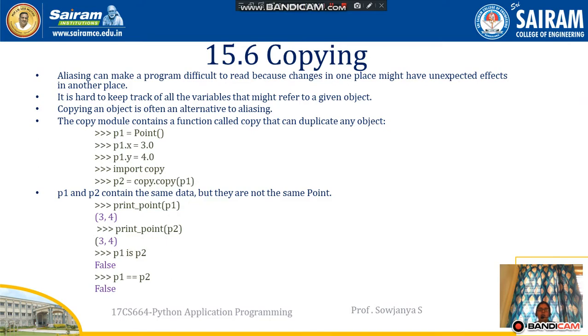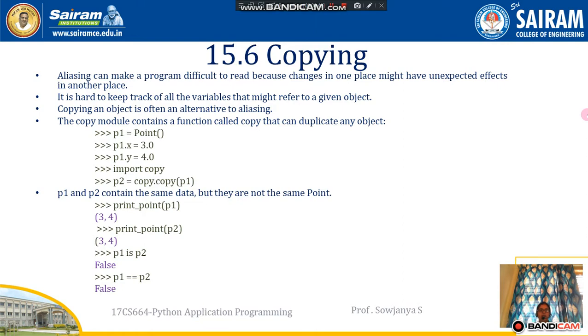So we know in general that aliasing can make a program difficult to read. Obviously, when you are making changes, that is, when you are creating an alias, it will be confusing to any programmer or reader. That is why we say aliasing can make a program difficult to read, because changes in one place might have unexpected effects in another place. It is also hard to keep track of all the variables that might refer to a given object.